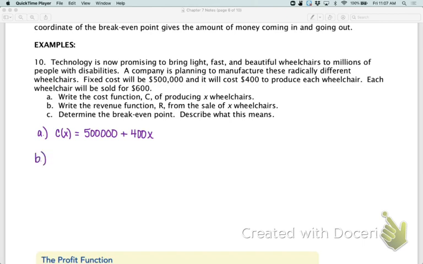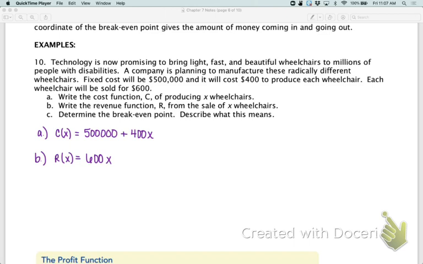Part B wants us to write the revenue function. So the revenue function, R of X, is going to be the amount we sell them for times the number of items. So that's going to be 600 times X. So again, if I sold just one wheelchair, I would only make $600, which doesn't even come close to covering the cost of what it took to make that one wheelchair.